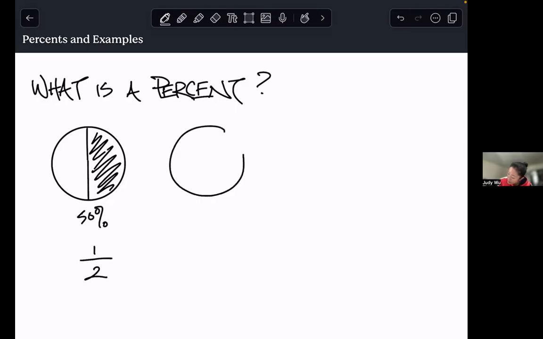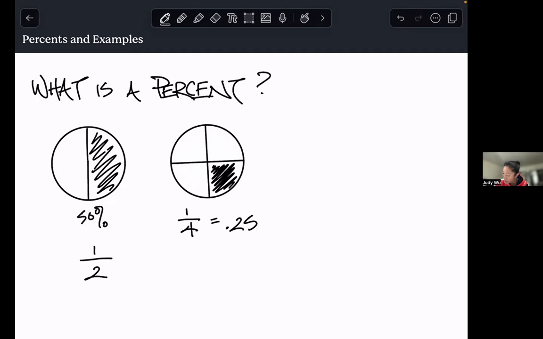If we practice that idea with some other percents, say we divide this into 4 equal pieces, and you get 1 of the 4 pieces, we could say 1 out of 4. Put that into our calculator, and we get 0.25. If we want to turn that into a percent, we multiply by 100. So 0.25 times 100 gives us 25%.